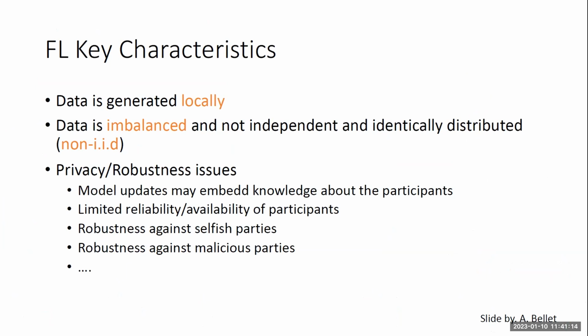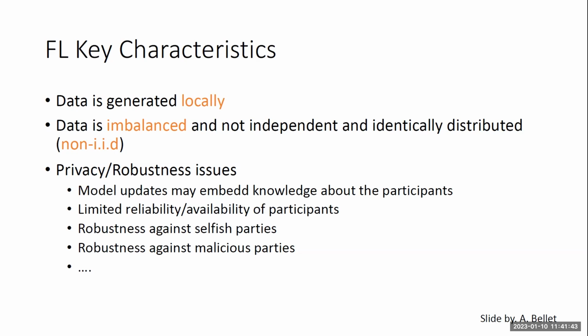It's usually imbalanced and not independent, identically distributed. So users' data distribution may vary from one user to another. And you have many privacy and robustness issues, right? So you have model updates that may embed knowledge about the participants. This is why privacy enhancing technologies like differential privacy are being investigated by researchers.